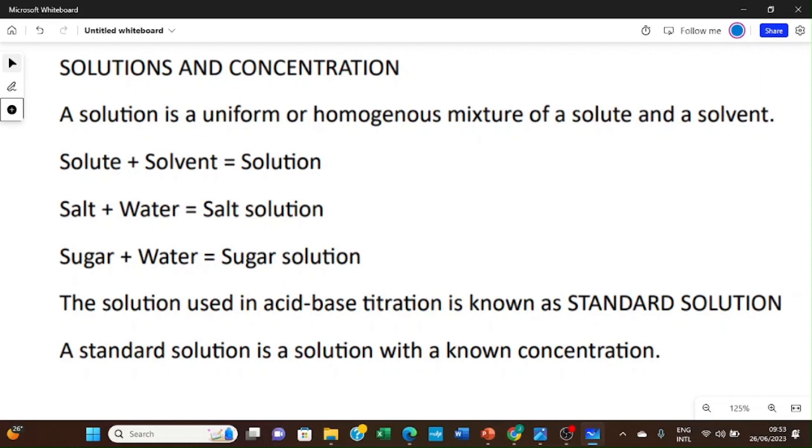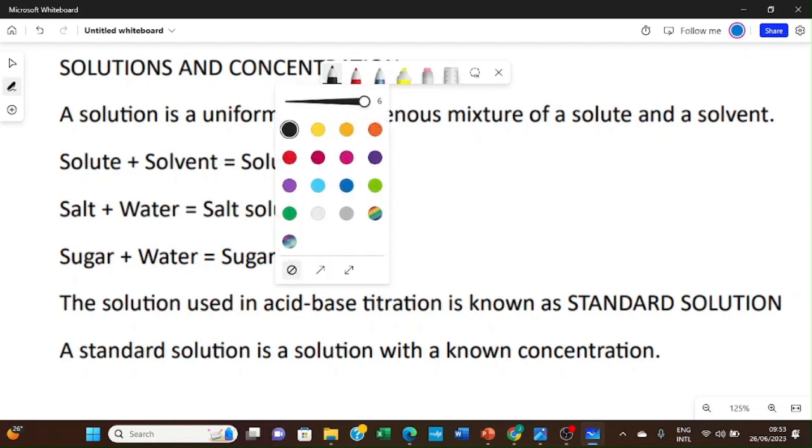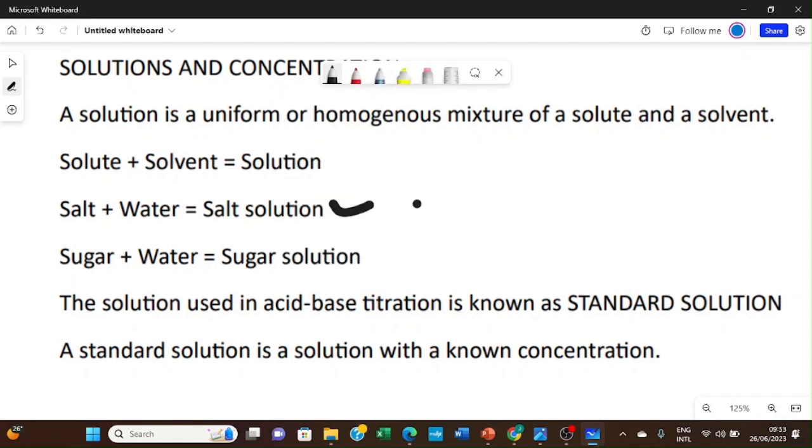So in chemistry, the solvent that is commonly used is water. So salt plus water will give you salt solution. Sugar plus water will give you sugar solution. So it's a homogeneous mixture, uniform mixture of a solute and a solvent. Solute plus solvent will give you solution. So sugar is the solute, water is the solvent, and the solution is sugar solution.